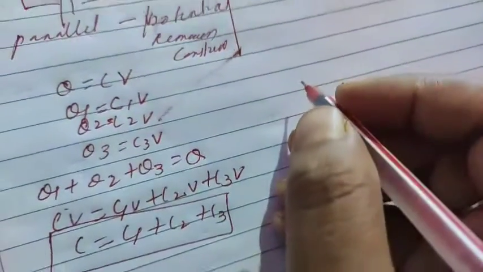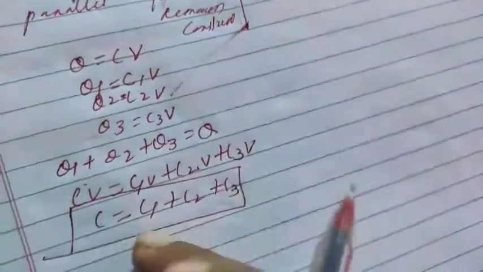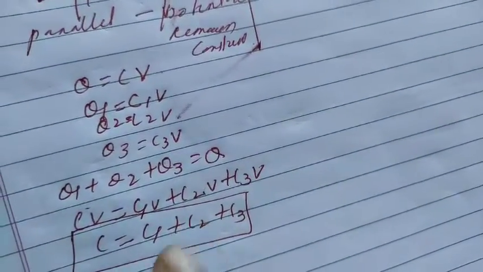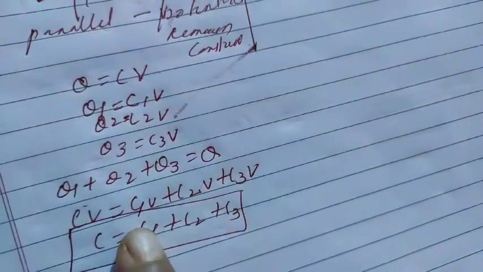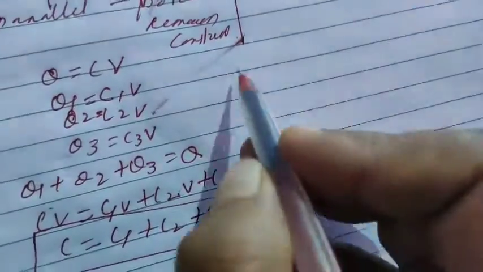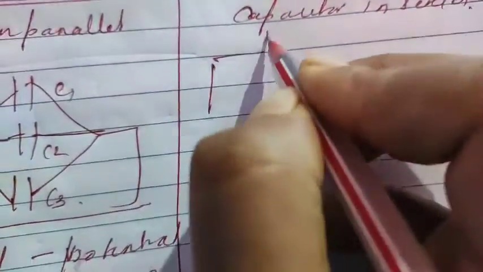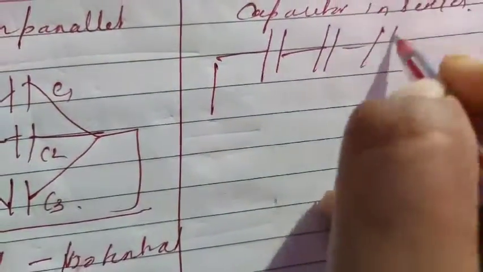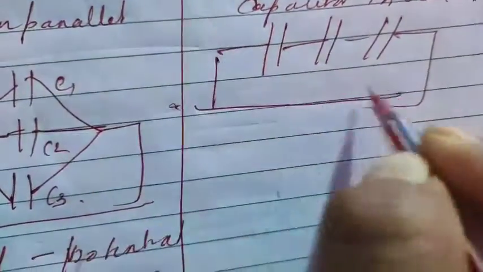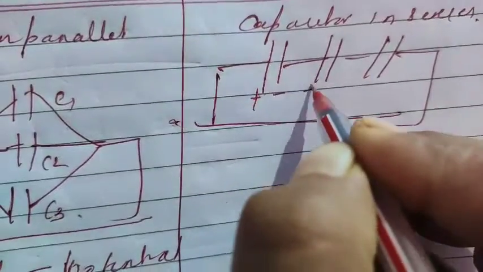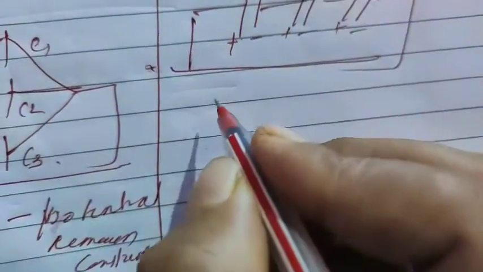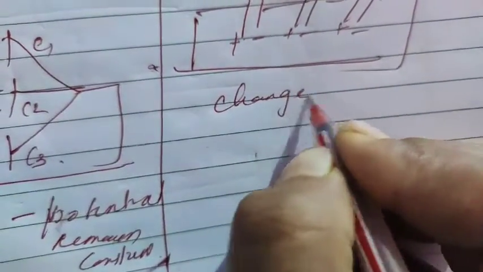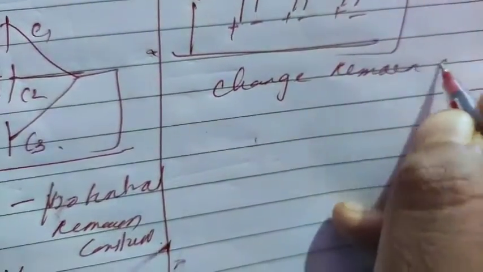But if you remember the resistance problem, student, that formula we take for series. So it is completely opposite to resistance. Clear? Here C1 plus C2 plus C3 is for parallel. Now you move to series. Suppose like this: plate 1, plate 2, plate 3. Why am I taking this case, student? Because one is positive and one is negative. Positive, negative. Clear? So here what happens? Charge remains constant.